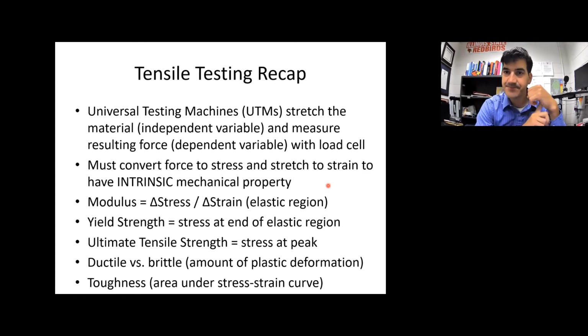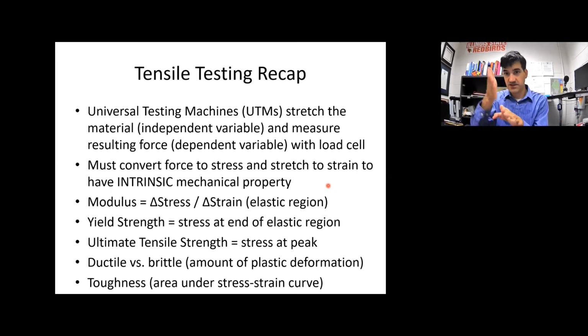We're going to use a UTM, Universal Testing Machine. The stretch of the material is going to be the independent variable. The force is going to be the dependent variable, so it'll be on the vertical axis. We need intrinsic properties, so therefore we convert the force to stress by dividing by the cross-sectional area. And we convert the stretch to the strain by dividing by the original gauge length, which is this length right here, of the specimen. The elastic modulus, or the modulus of elasticity, is equal to the change in stress divided by the change in strain.